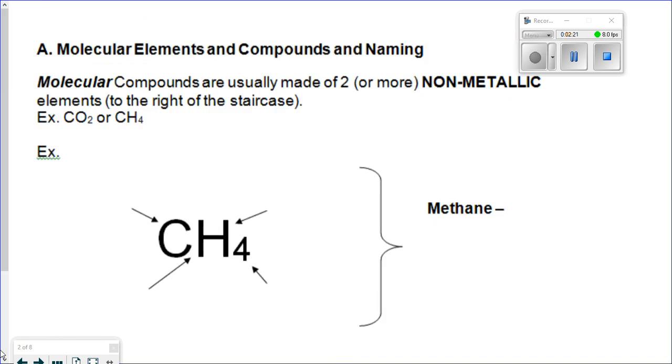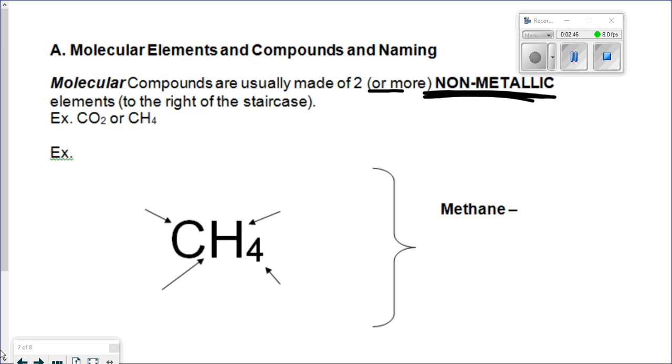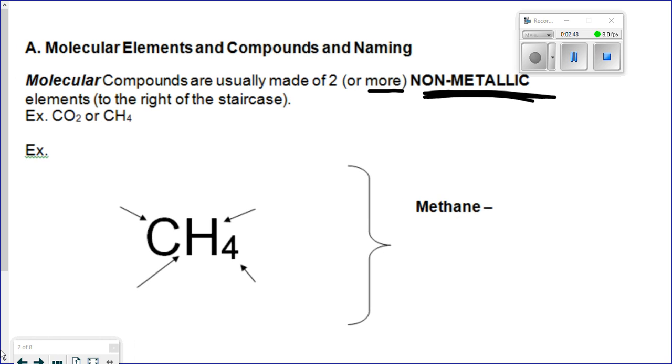Molecular compounds are usually made up of two or more non-metallic elements. So that's on top of or to the right of the staircase, all of the things up in your top corner there. You've probably colored that in your periodic table. It's all the ones above the staircase. Some examples that we have are CO2 or CH4.